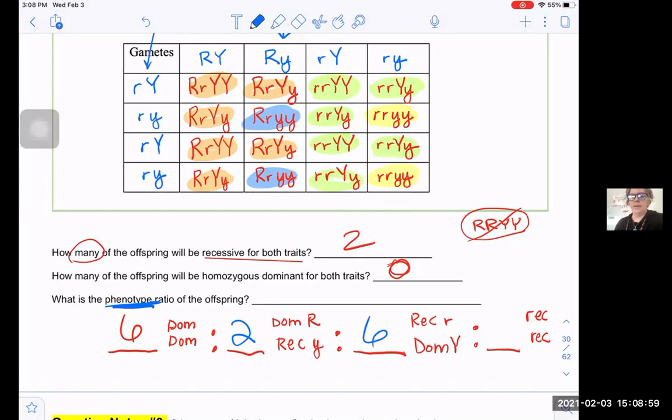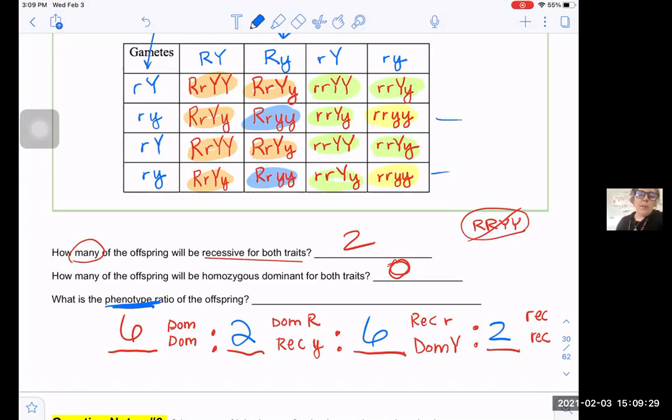All right, and then the last number is how many of the offspring would be recessive for both. So they are gonna be homozygous recessive R and homozygous recessive Y. And those were the two that we counted here. So we have a 6-to-2-to-6-to-2 ratio for the phenotype ratio.